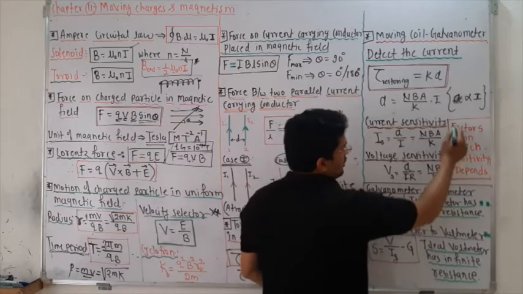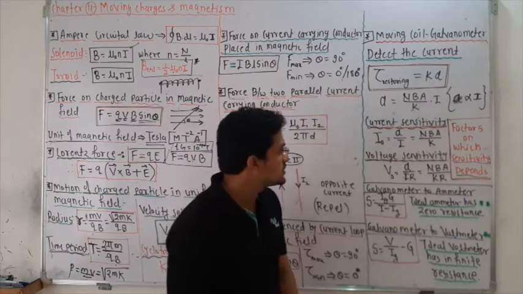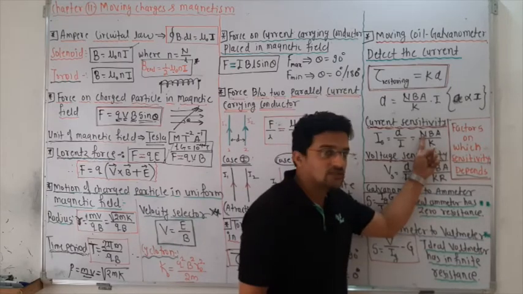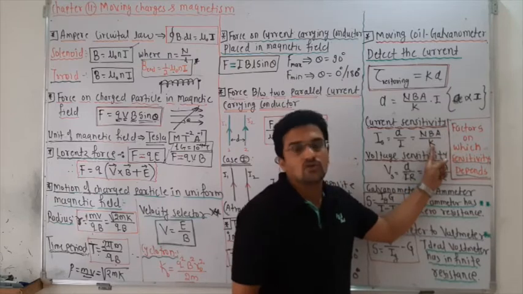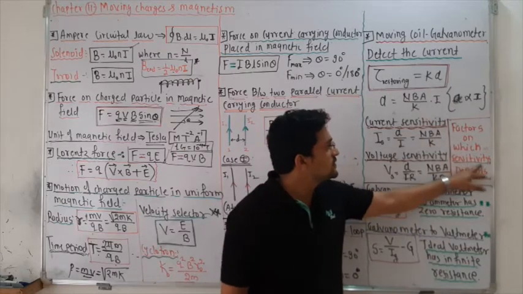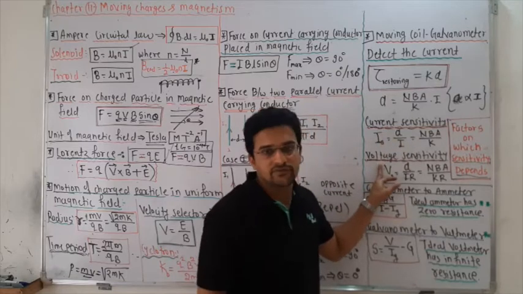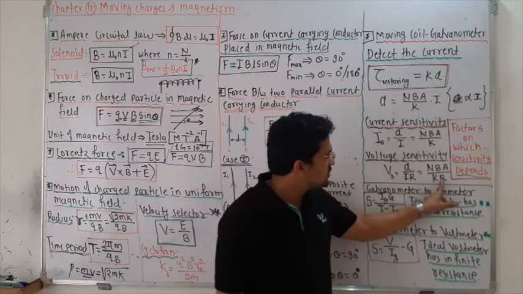Now on which factors does the sensitivity of the galvanometer depend? First, it depends on the number of turns, magnetic field, area of cross section, and the torsional constant. On these factors both the voltage and current sensitivity depend. Voltage sensitivity also depends on the resistance of the coil.